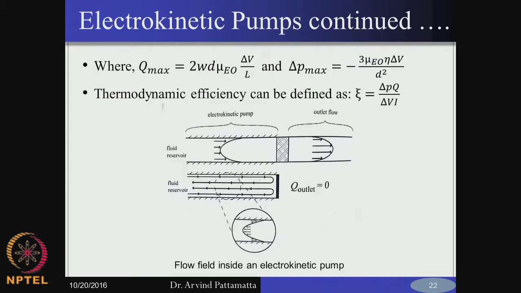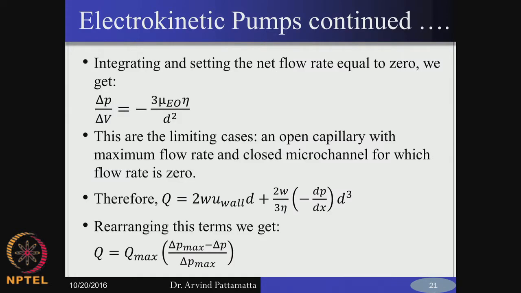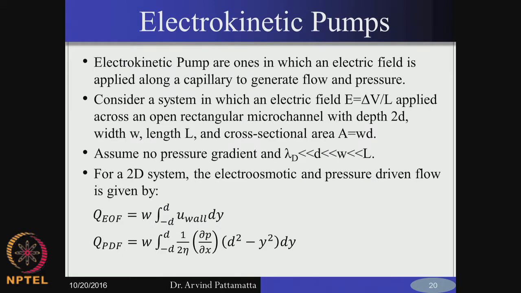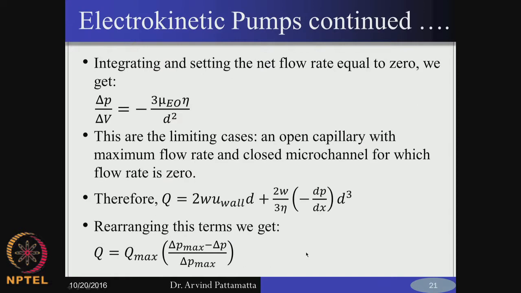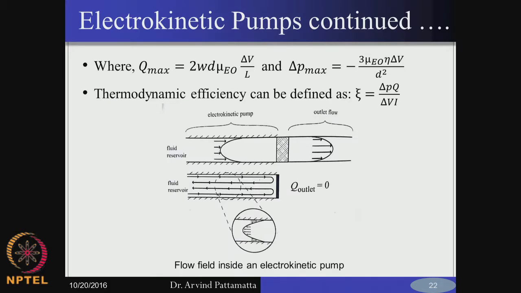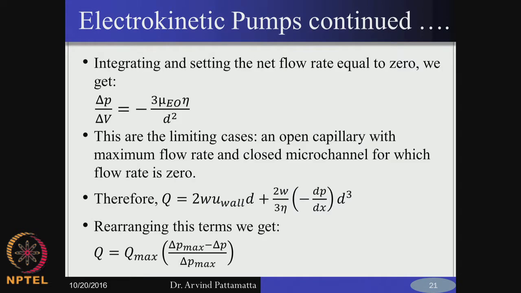For example, the second case where your Q outlet is equal to 0. We have to put the condition Q equal to 0 in the second expression, and we should be able to find a relation for delta P, because we know the solution U wall. So, U wall I am substituting into this expression and getting a solution for delta P. Okay. So, this is one solution. The other solution is where you have the maximum pressure rise. Okay. The maximum pressure rise can also be obtained.